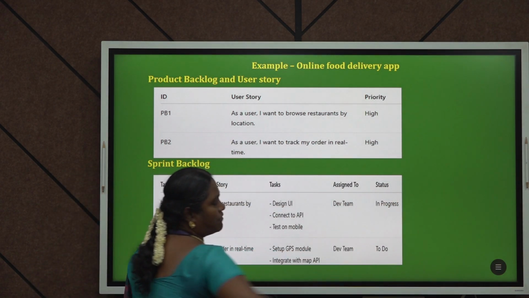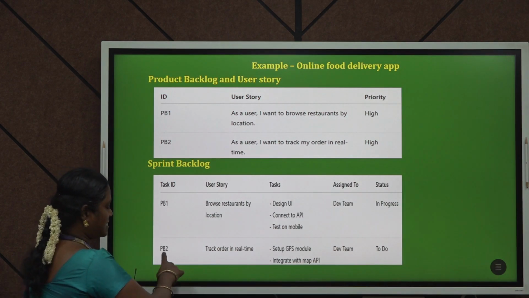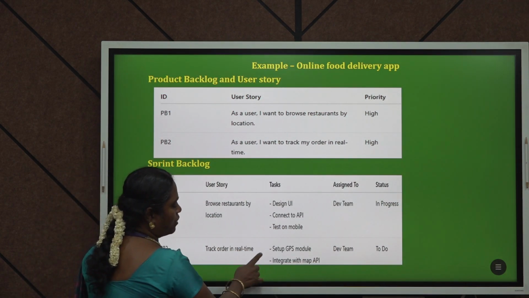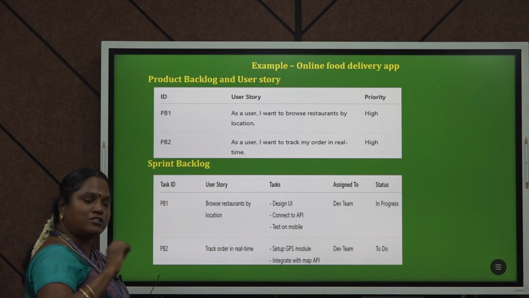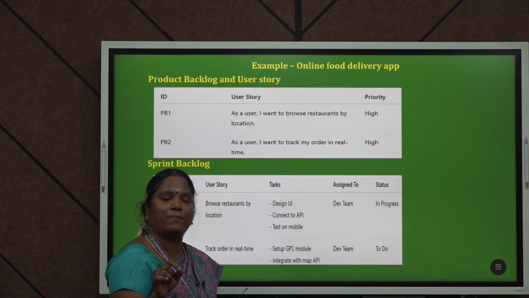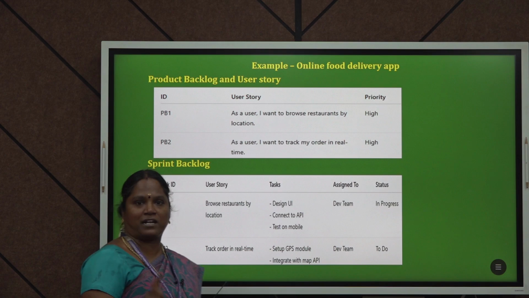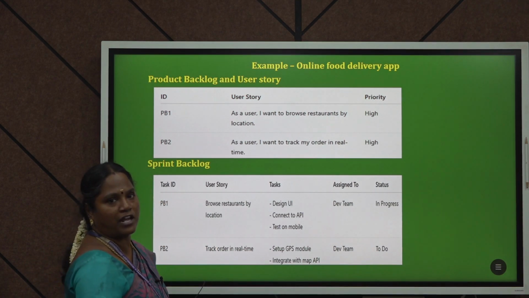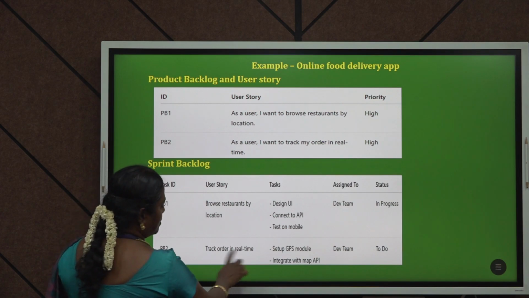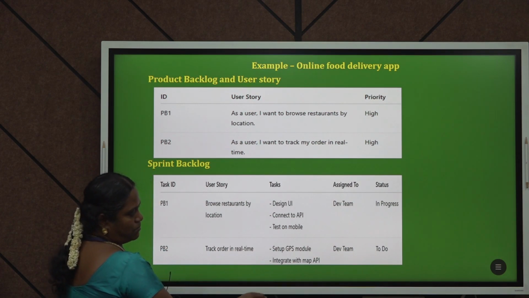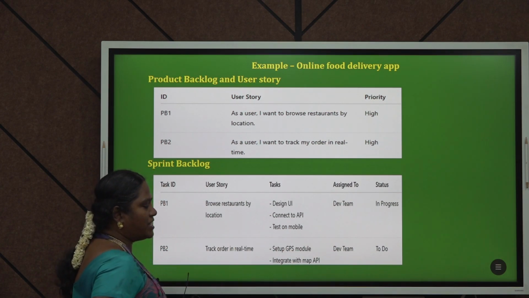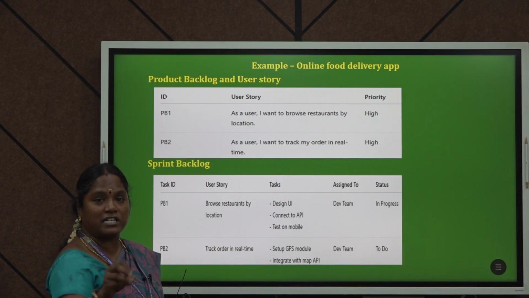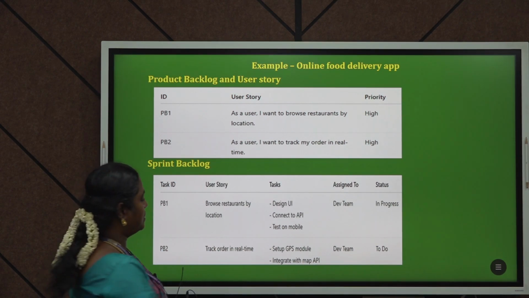Then we need to view the progress of each user story. As a second one, track order in real time. Under this user story we are going to perform these tasks. Each and every user story will be implemented in one sprint, and each sprint will take a maximum of 1 to 4 weeks to complete its tasks. Here we set up the real-time GPS module and integrate it with the map API, because through this user story the user needs to track the location.